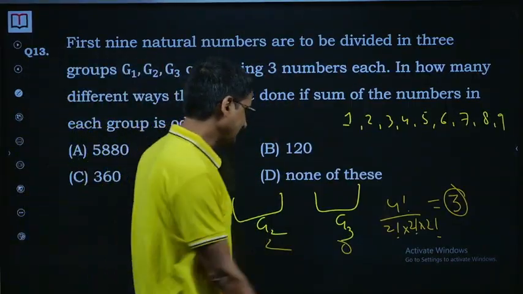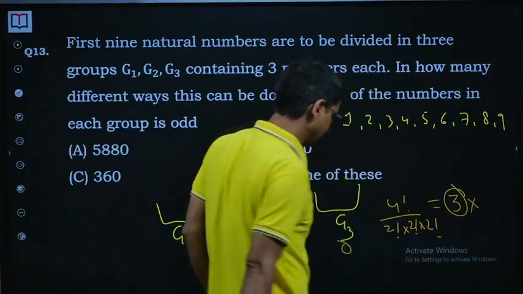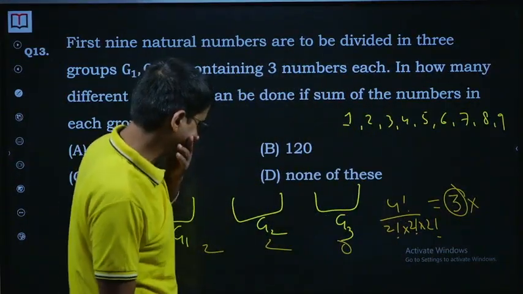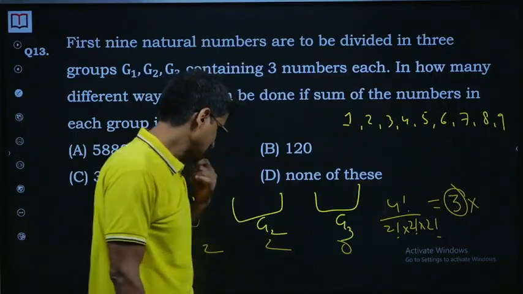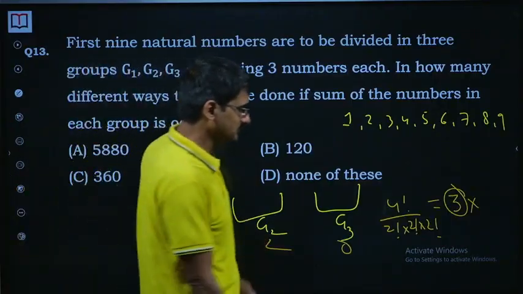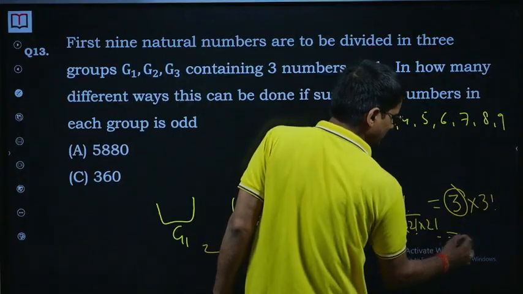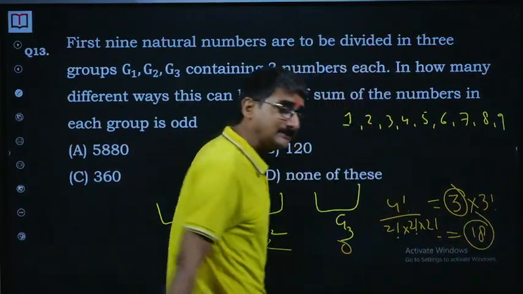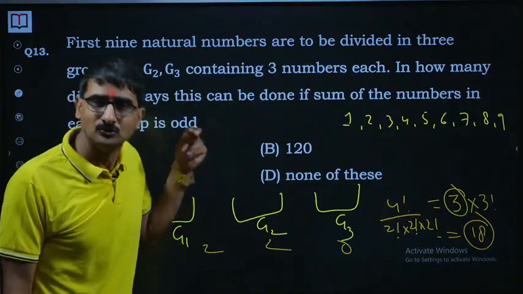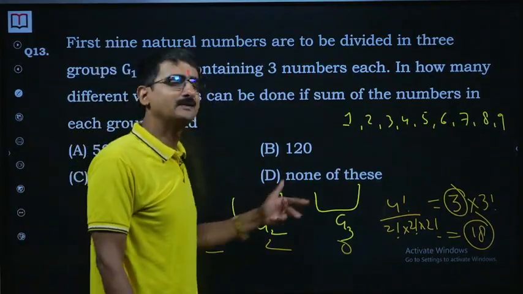Fine. In how many ways can you put them in the boxes? So I think in 3 factorial ways, isn't that? Because this has 2 choices and 2 choices, into 3 factorial. So how many? So that's 18. 18 ways of putting 2 even numbers in 2 boxes.